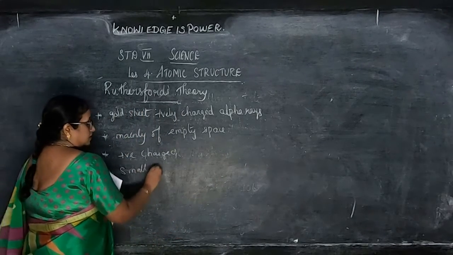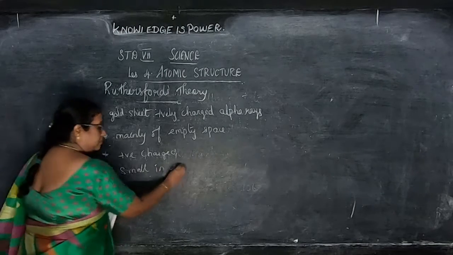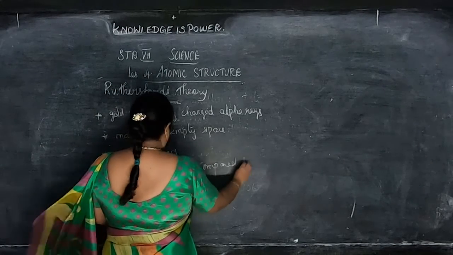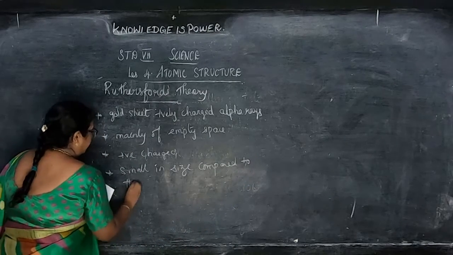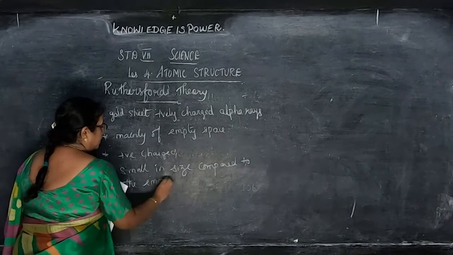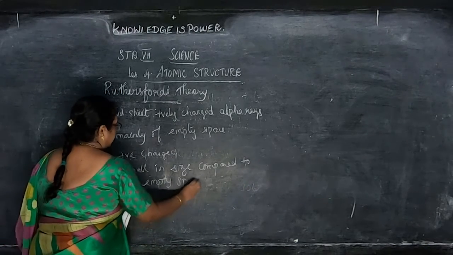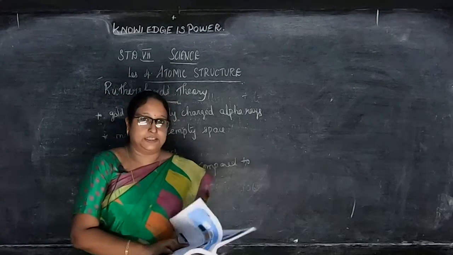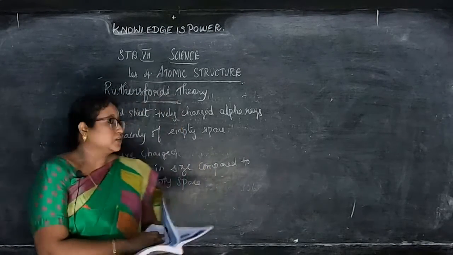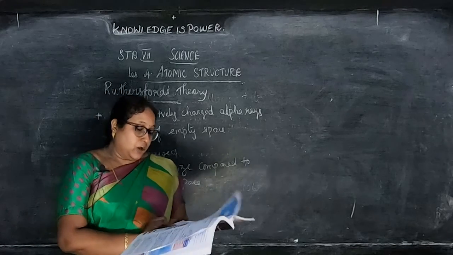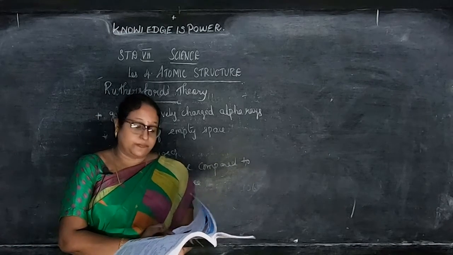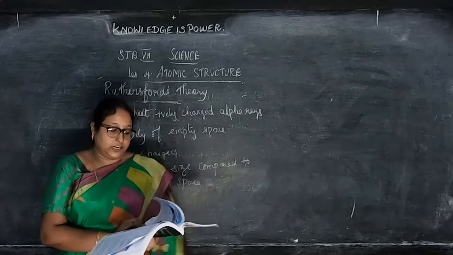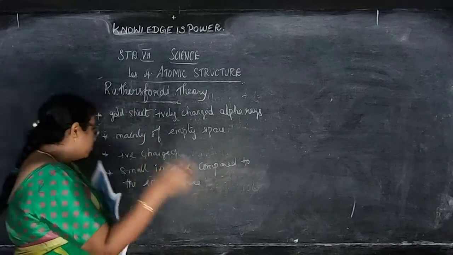Okay children, because it was positively charged and small in size compared to the empty space, it turns back. Now from these inferences, Rutherford presented his theory of the structure of the atom. For this theory, he was awarded the Nobel Prize for Chemistry.